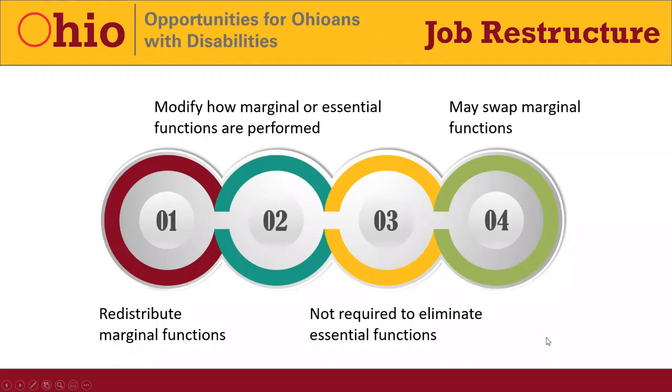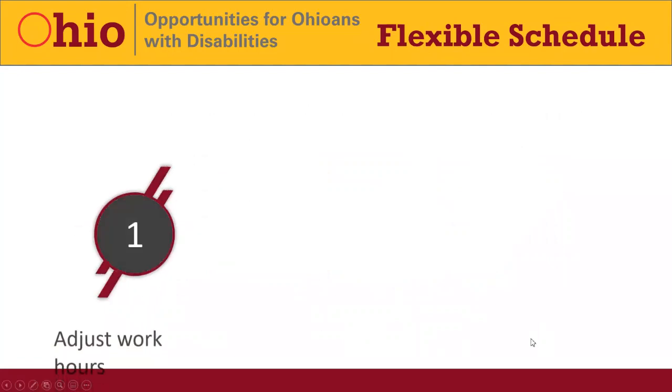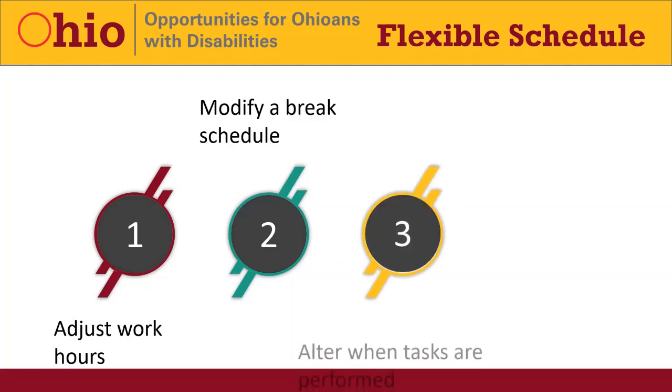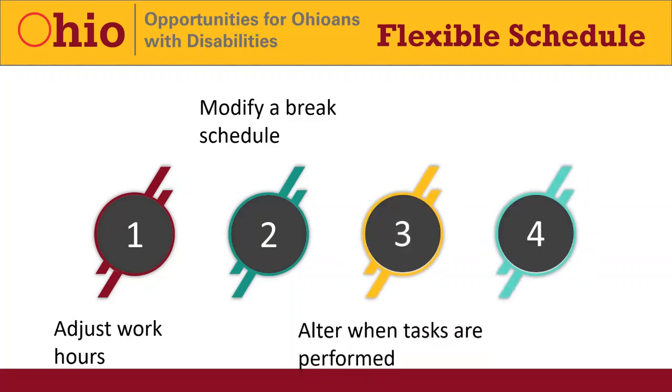Thanks, Julie. And up next is permitting a flexible schedule, which can include adjusting the hours an employee works, modifying a break schedule, altering when work tasks are performed, and permitting the use of leave. What examples do you have to share with us?